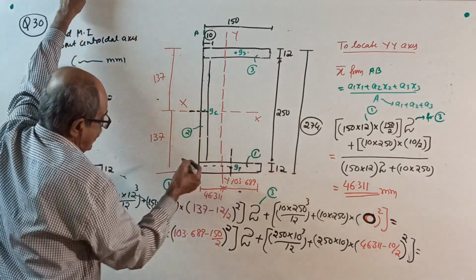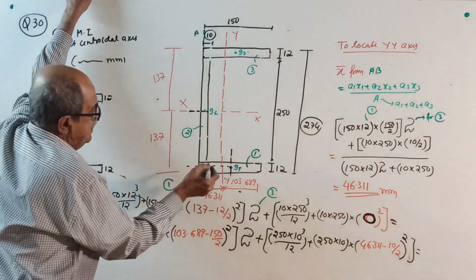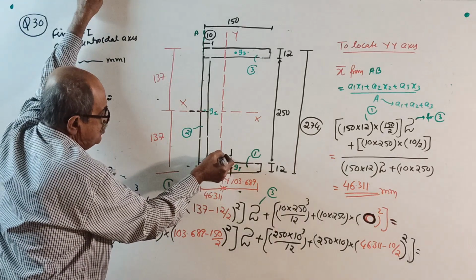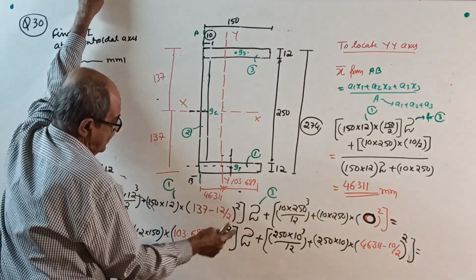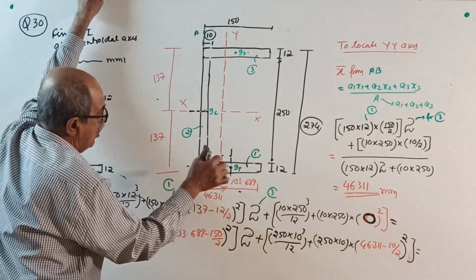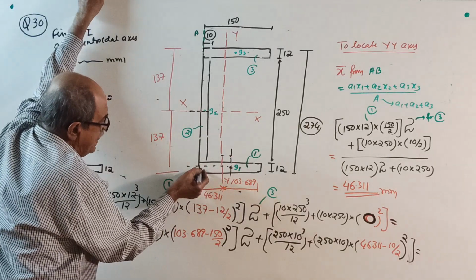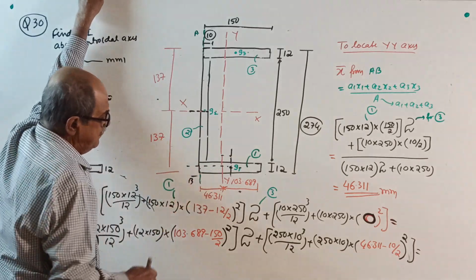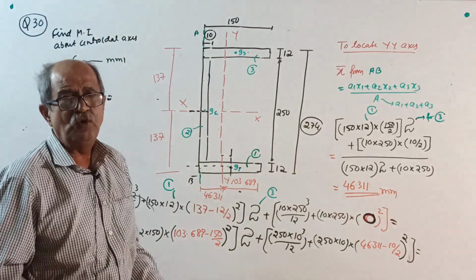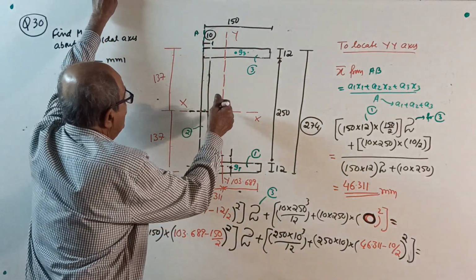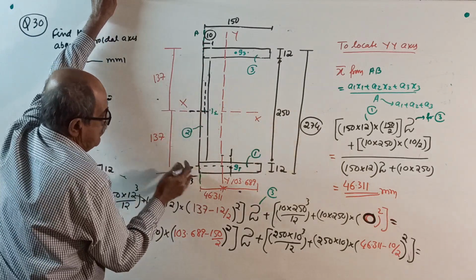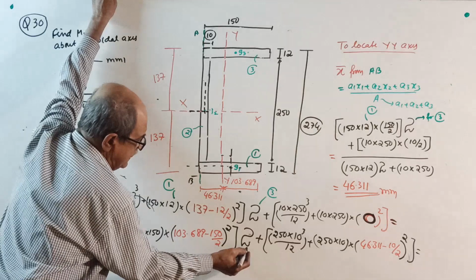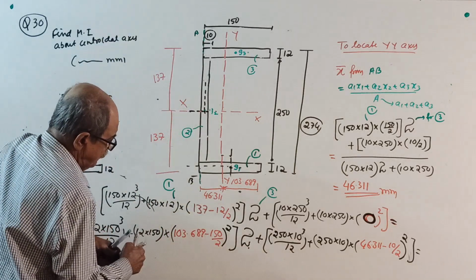12 into 150 cube by 12 plus area into, see, this distance square is 103.689 minus this distance, 150 by 2 whole square, or 150 by 2 minus 46.311. That also will do. Then for here, I about its own centroidal axis. Once you calculate for 1, here also multiply by 2 because this is for 1.